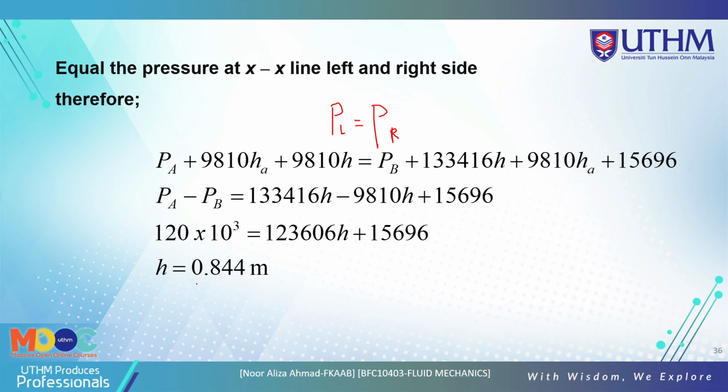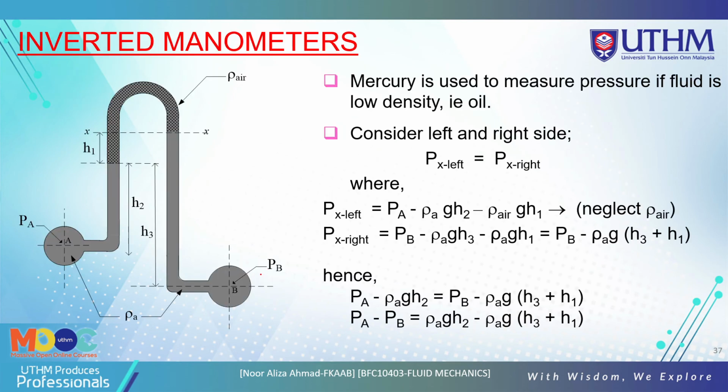So until you get the H is 0.844 meter. Okay, so you can calculate from these equations until you get the 0.844 meter. Okay, so now we look at the inverted manometers. So the inverted manometer is the manometer that is below here, okay, so this is inverted here.